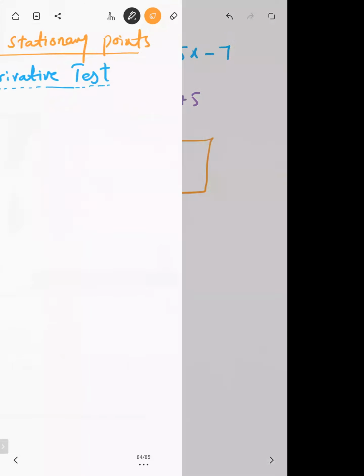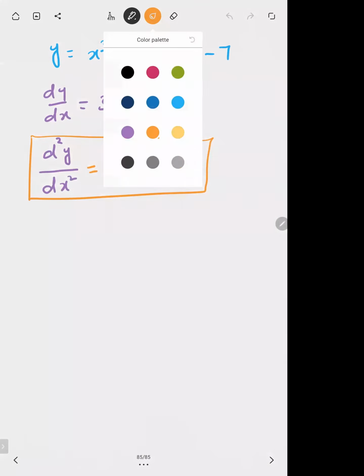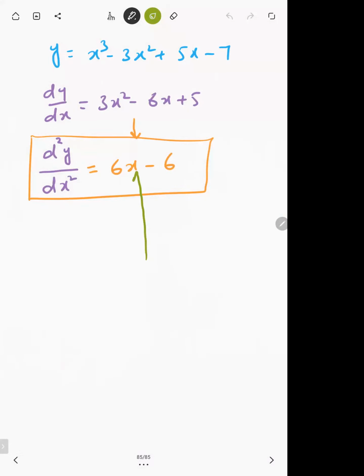Now, what is the test? The test is, if you want to check the nature of a stationary point, put the x coordinate of the stationary point in the second derivative, here in x. If your answer is positive, that stationary point will be minimum. If the answer is negative, that stationary point is maximum.